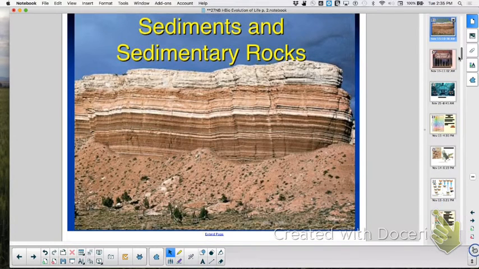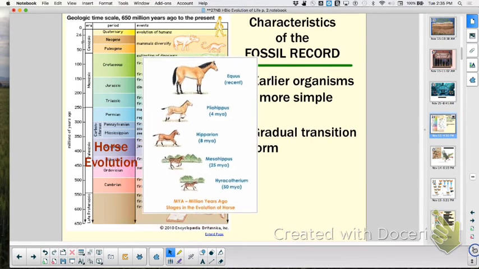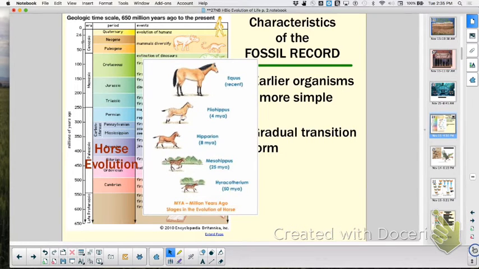Then we went into the characteristics of the fossil record: you can see change over time, and sometimes you can see a lot of transitional fossils. We looked at the horse evolution, which would be a form of what kind of selection? Directional selection, yeah. We talked about it, and I'll review it with you, where the horse kept getting larger and larger.